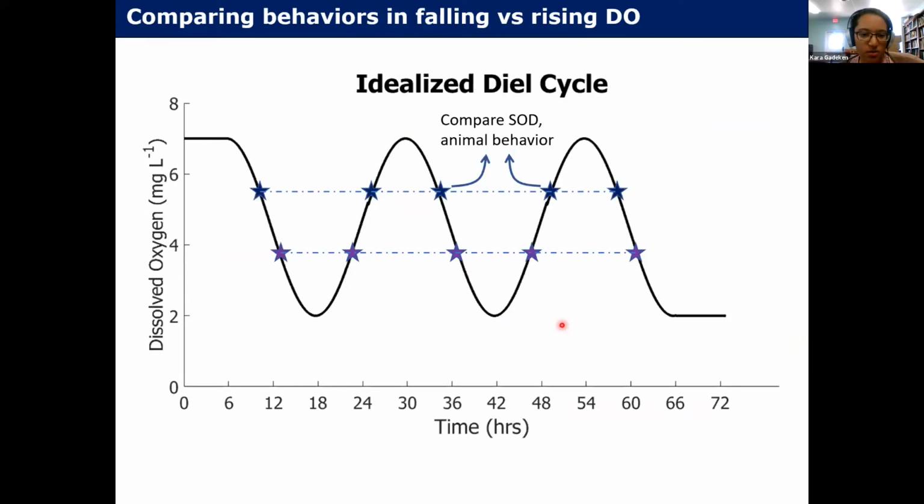The way that we can figure out if this is happening, or differentiate between these different hypotheses, is by comparing animal behavior and activity at about the same dissolved oxygen level, but at different points in the Diel cycle. So when DO is rising versus when DO is falling, to see if the recent oxygen conditions, say over the past 6 to 12 hours, have influenced what the animals are doing.